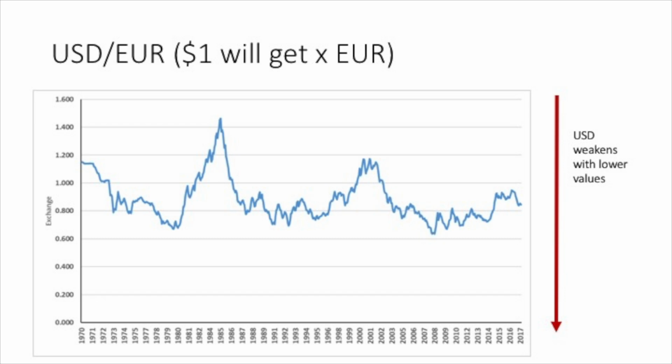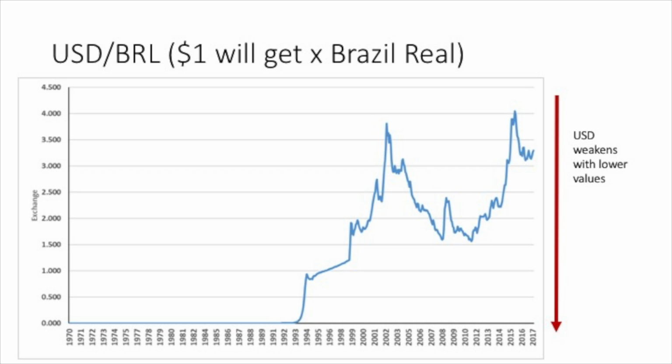Exchange rates over time can be graphed, and I'm going to show you now 3 US dollar exchange rates. Here you're seeing the US dollar to euro. We'll talk about these in class. Here you can see that it's varied over time, and as we look at those exchange rates, as the exchange rate goes down, the US dollar is weakening relative to the euro. Here's the US dollar relative to the Brazilian currency, the Brazilian real. As you can see, the US dollar has strengthened over time relative to the Brazilian currency.